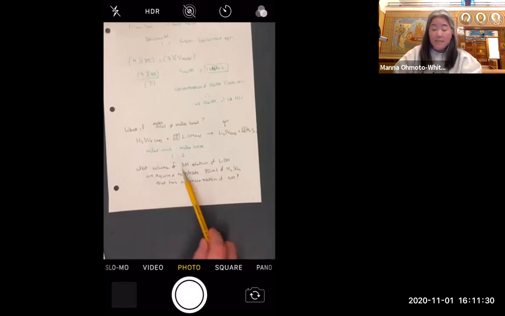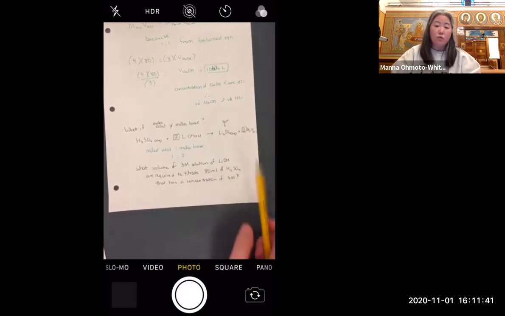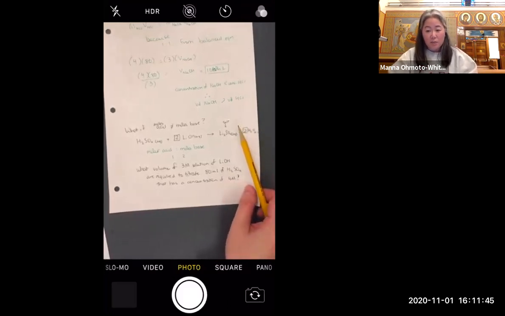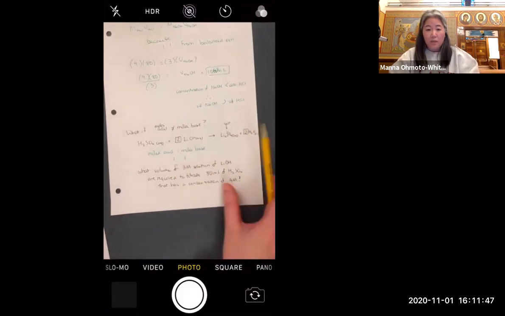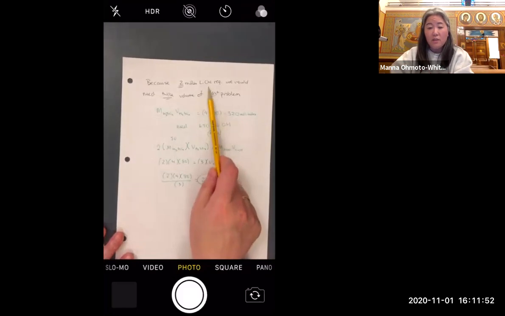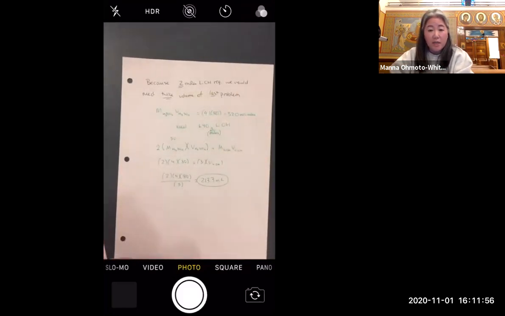So the question will be the same concentration and volume. So what volume of 3 molar solution of lithium hydroxide will be required to titrate 80 milliliters of sulfuric acid that has a concentration of 4 molar? So it's the same concentrations and volumes that we had in our last problem, but this time I have a diprotic acid. So because I need 2 moles of lithium hydroxide for every mole of my sulfuric acid, it would make sense that I'm going to need twice the volume of my last problem.